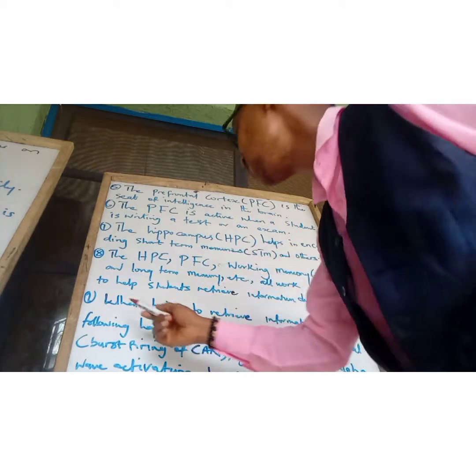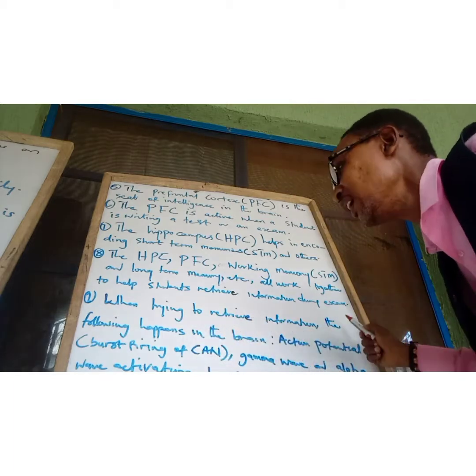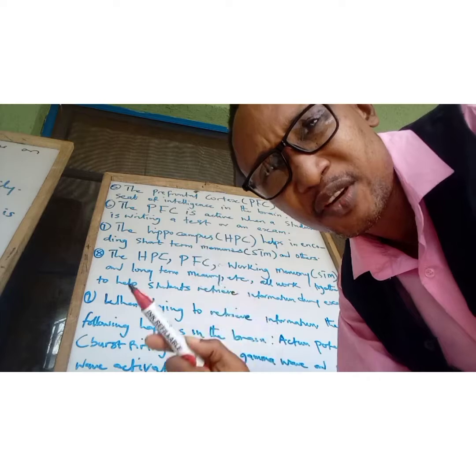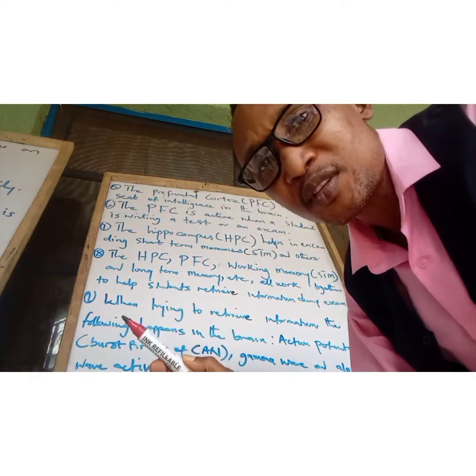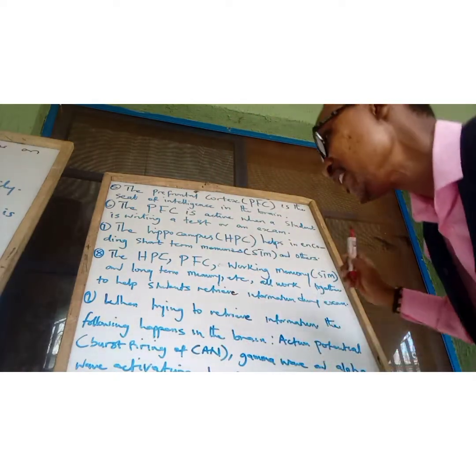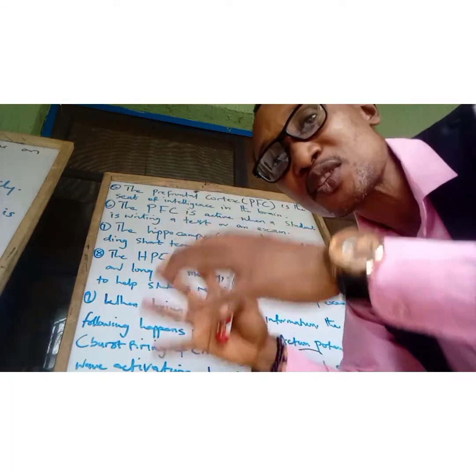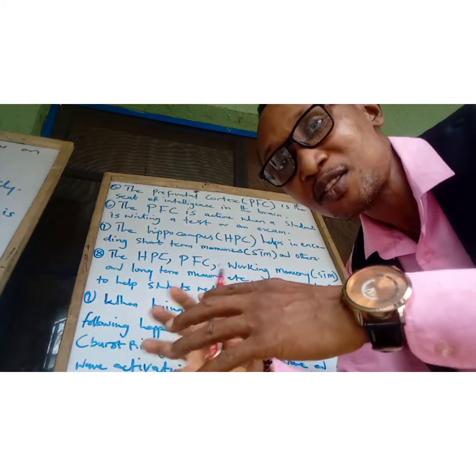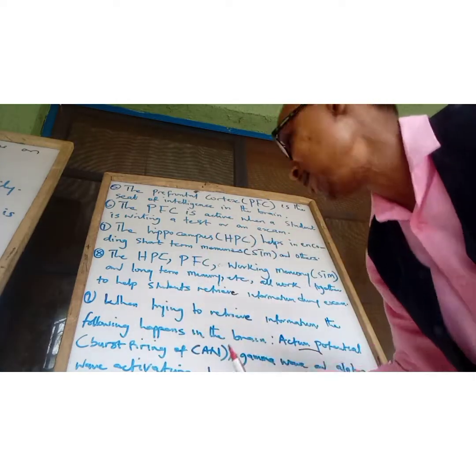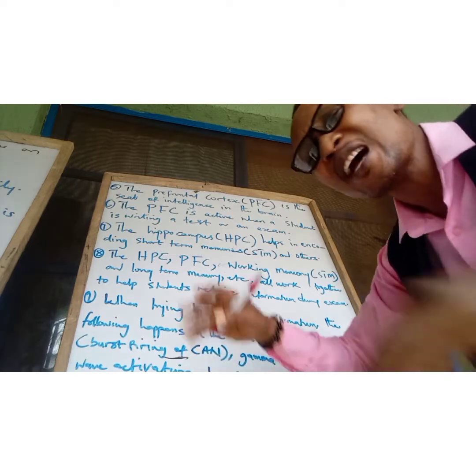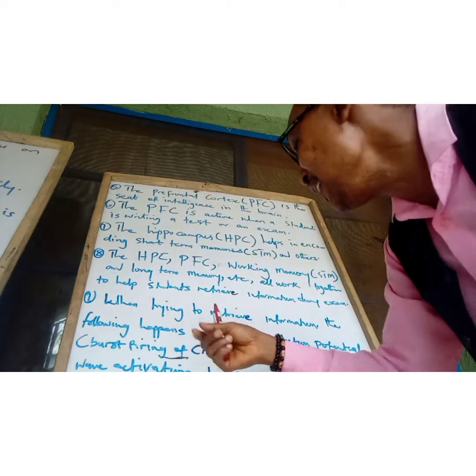Then finally, when trying to retrieve information, the following happens in the brain. When a student is trying to retrieve information in the education system, these are the things that happen in the brain. The first thing is this: action potential. Those concept and academic cells, they begin to fire. Then there is something called burst firing. They start to fire at a very high level.